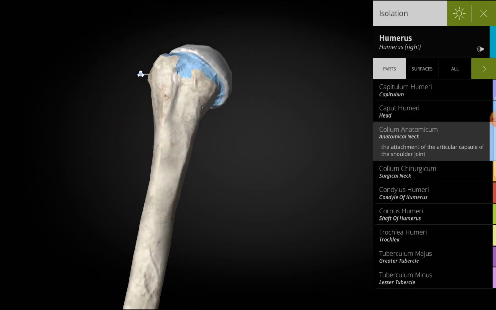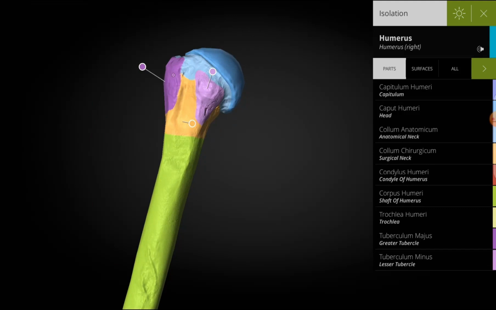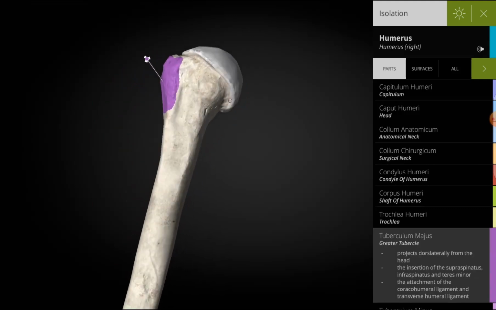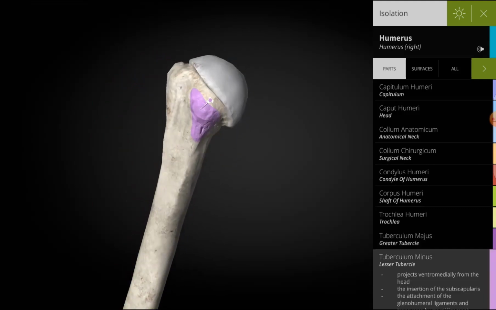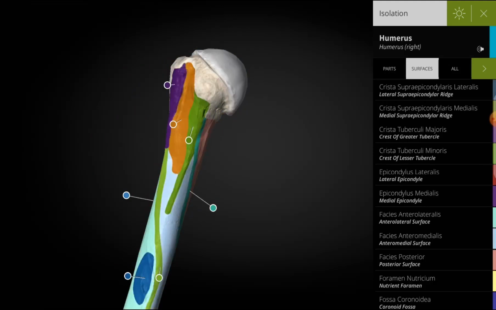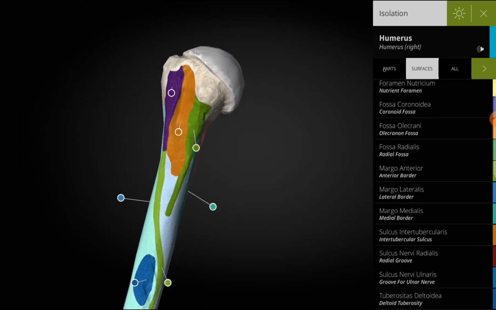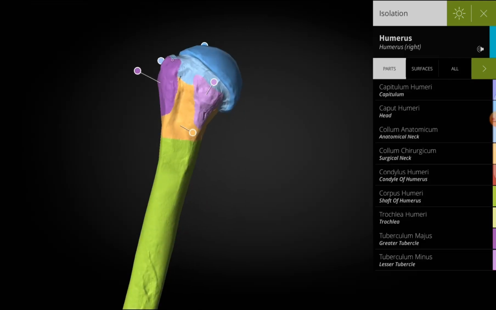Furthermore, between the larger tuberculum majus and the smaller tuberculum minus, there exists another very important bony structure called the intertubercular sulcus, also known as the bicipital groove, which serves as a passageway for the tendon of the long head of the biceps brachii. Important structures also pass through the sulcus intertubercularis, as we will see later. So the sulcus intertubercularis is located between the tuberculum majus and the tuberculum minus.